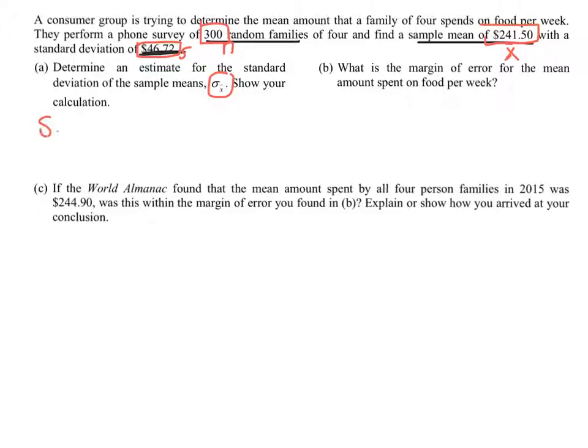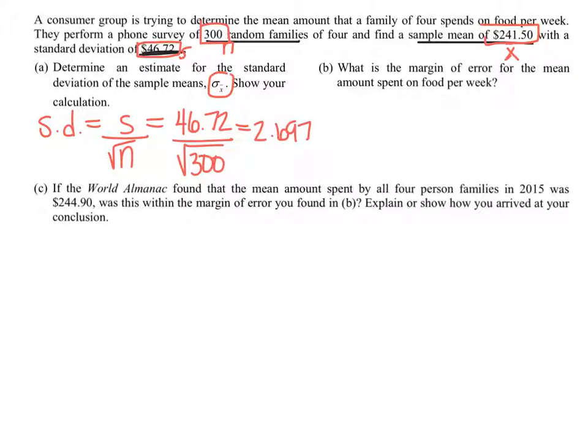But this is another formula that I know. So the standard deviation when you're dealing with the sample mean is little s over the square root of n. So they told me the sample standard deviation was 46.72. And there were 300 people, or families I should say, in this survey. So I'm going to type this into my calculator. I'm going to again stick with 3 decimal places. And I got 2.697. You can give that a dollar sign if you want to, because we are talking about the average and standard deviation of amounts of money here.